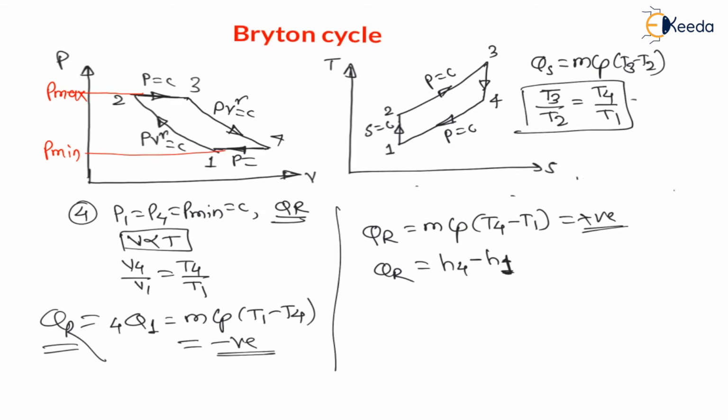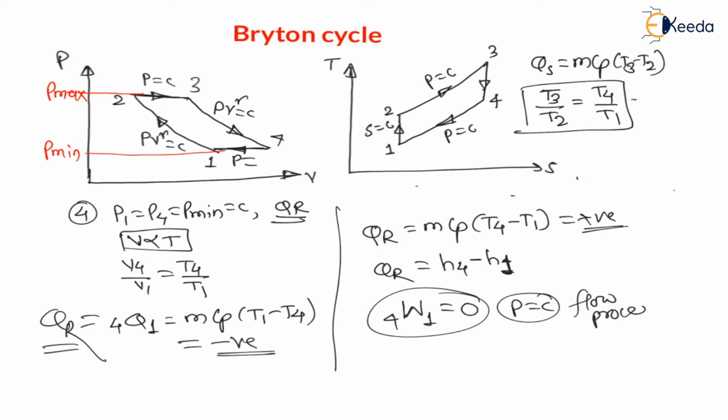So here again, work for this process, work of 4 to 1, is nothing but 0 because it is a constant pressure flow process, and for a constant pressure flow process work is 0, right? Therefore work 4 to 1 is equal to 0.